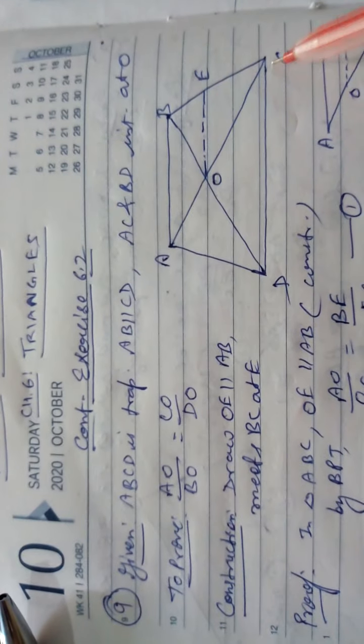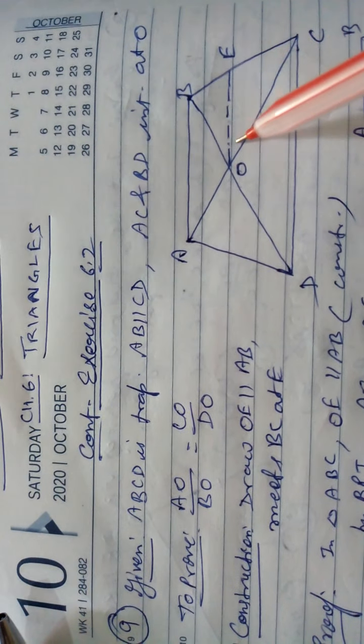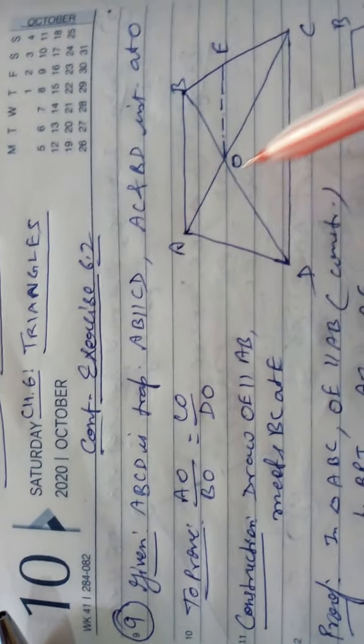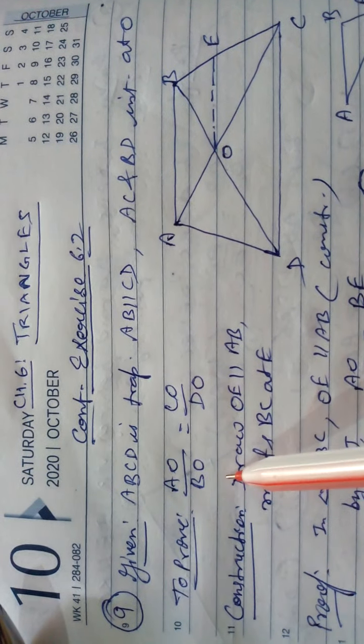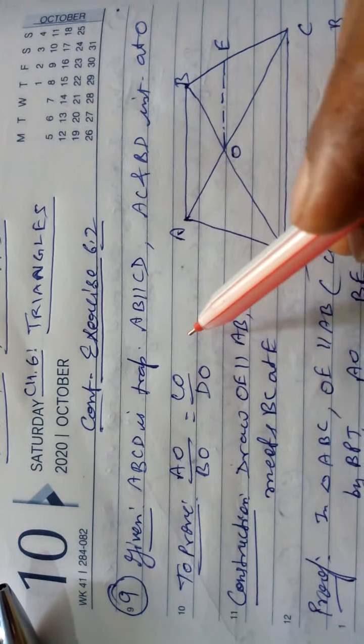First of all we will draw a trapezium ABCD in which AB is parallel to CD. AC and BD intersect at O. To prove AO upon BO is equal to CO upon DO, you want to prove.